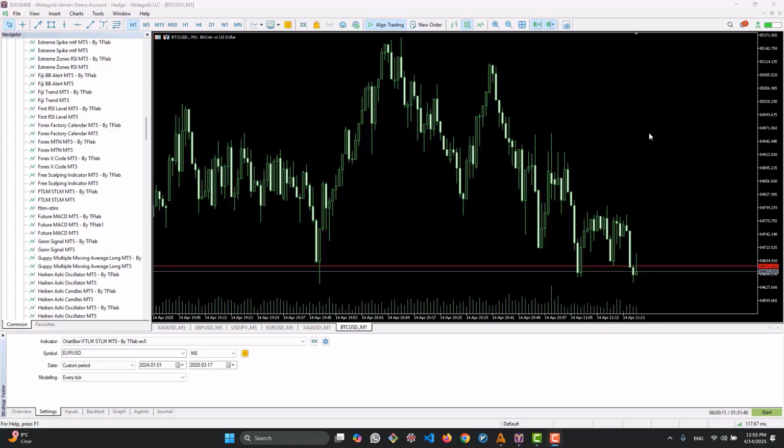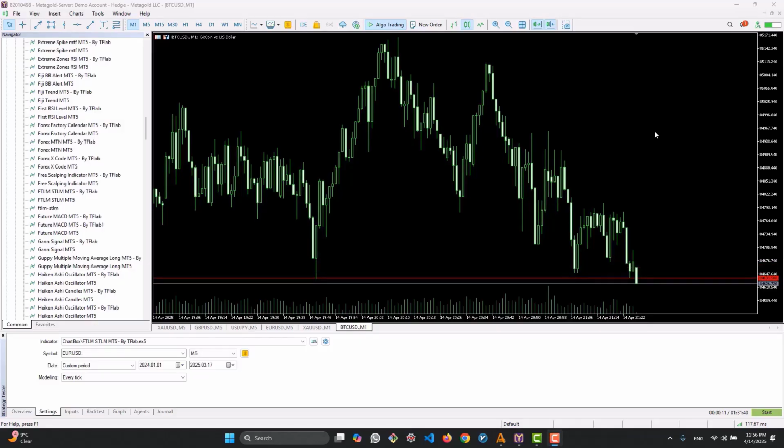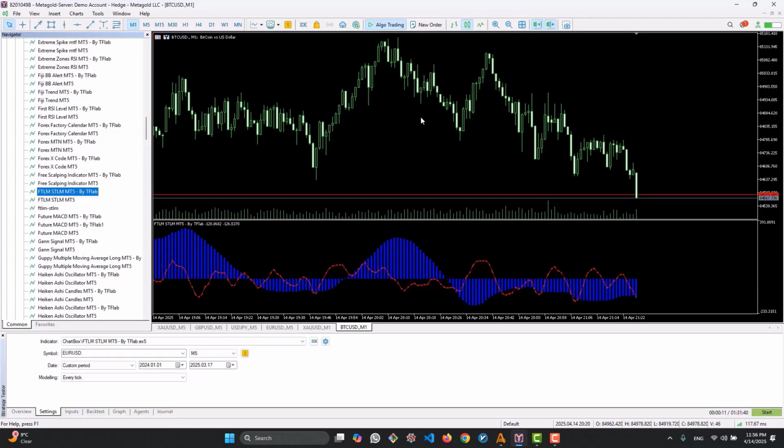Hello, in this video I will be reviewing the FTLM STLM indicator on the MetaTrader 4 and MetaTrader 5 platforms. This indicator is a type of momentum indicator that shows us the market momentum and consists of two values.